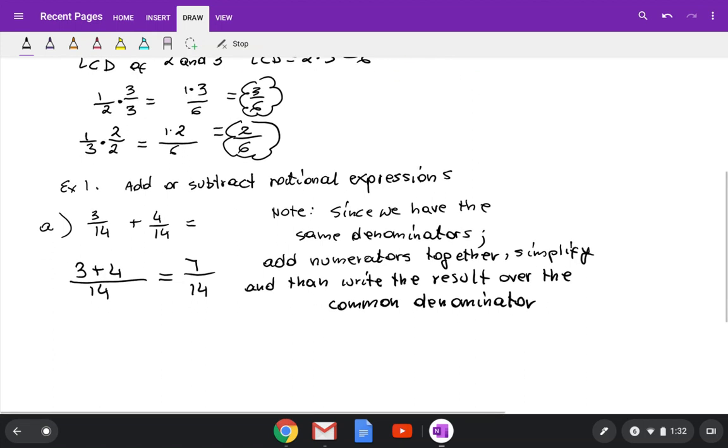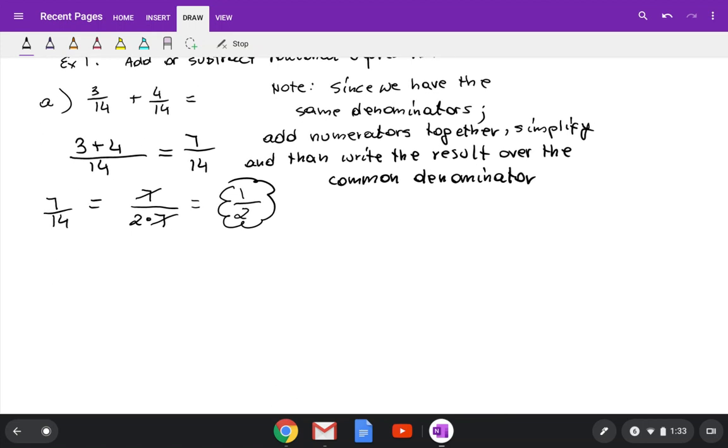7 over 14. 7 is a prime number. However, 14 can be broken down to 2 times 7. You guys know that you can simplify fractions. We have 7 on the bottom, 7 on the top, so 7 divided by 7 gives you 1. If there is no number in the numerator, of course there's a 1 over there, over 2. So 1/2 is our final solution.